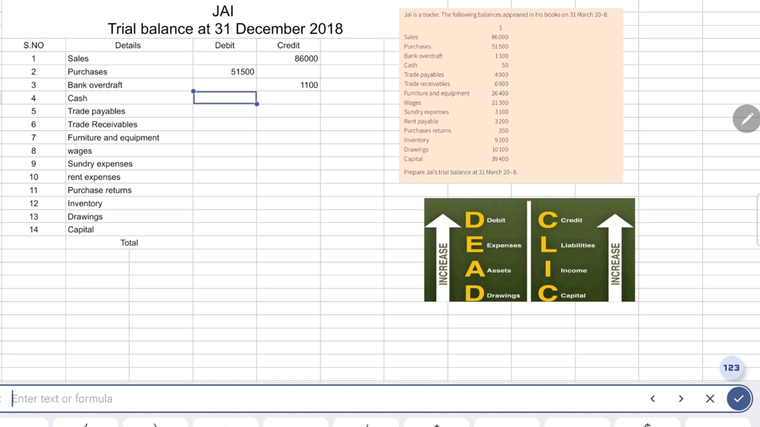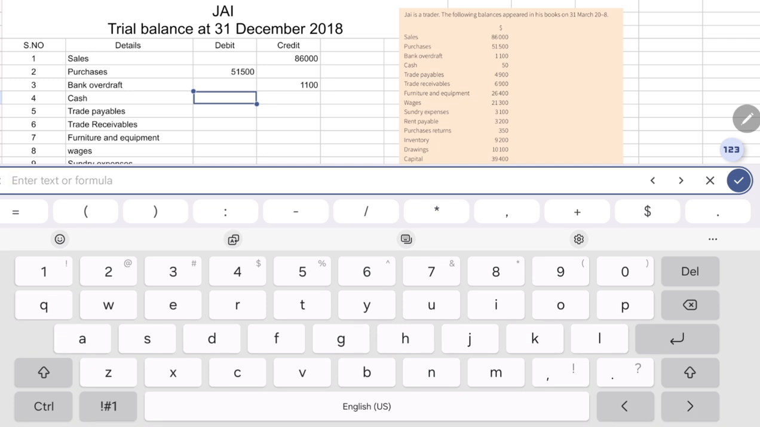The next item is cash. Cash is an asset, so it will be recorded in the debit side. Here you can see the rule, assets are entered in the debit column. So we can enter the amount here. The next item is trade payables. Trade payables is a liability, so it will be entered in the credit column.